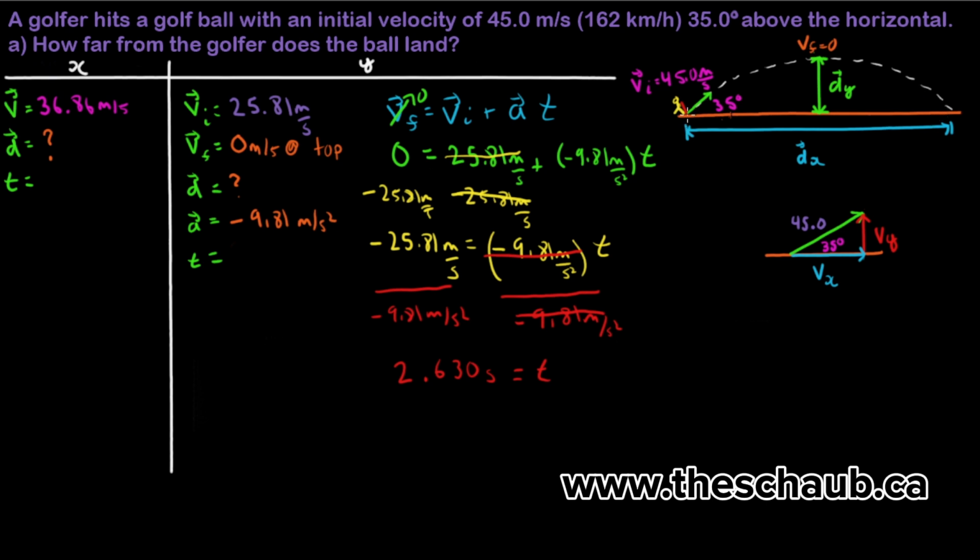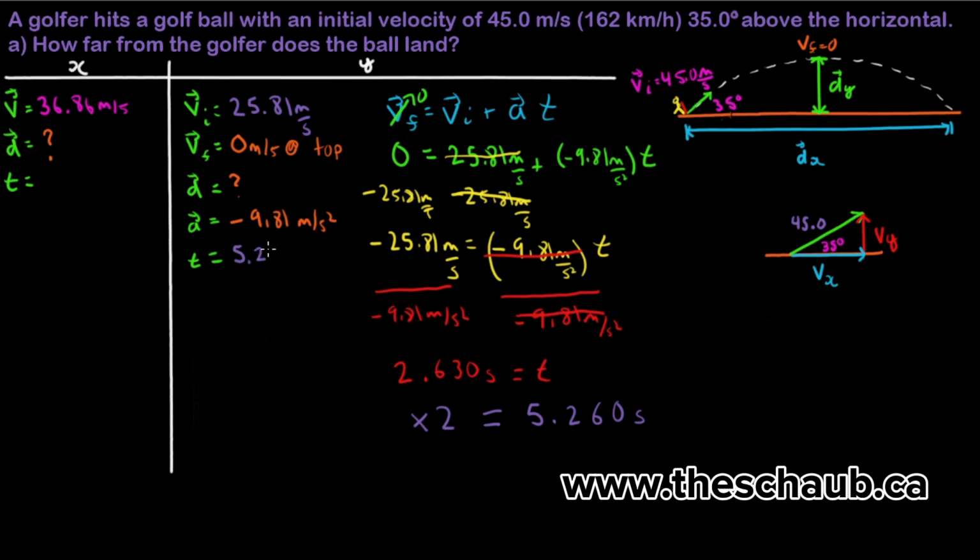The amount of time it takes to the top is the same amount of time it'll take to drop back down to the bottom. So we can simply multiply this time by 2 to get the total time of flight. So 2.630 seconds multiplied by 2 is equal to 5.260 seconds. We can now add our time value to our list of variables.